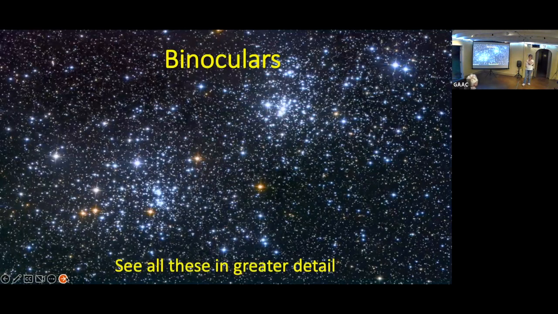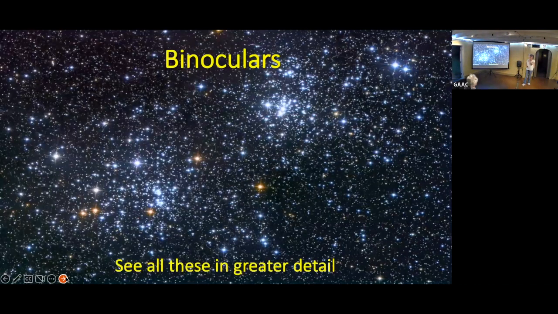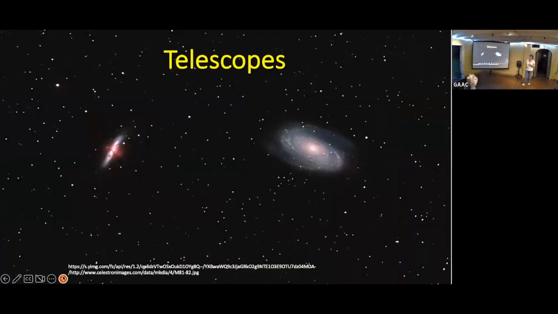So basically, that's what you can see using your naked eyes. If you get a pair of binoculars, you can see more things with greater magnification. This is one of my favorite things to look at through binoculars, the double cluster in Perseus. It's very pretty. And if you get telescopes like the ones around the outside of the room, you can see even more things in greater detail.